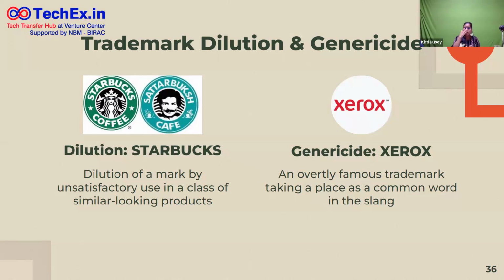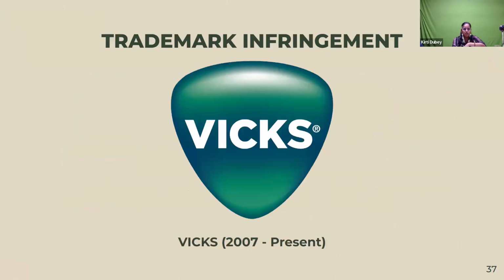Next would be genericide. A mark when it becomes overtly famous, like Xerox, like we don't anymore call it photocopy, but we rather call it Xerox, even though it is a brand name and it's not a common language word. So when the public starts using it as a common word, when the mark becomes so famous and has such visibility that it becomes a very generic word and anyone can use it now, your mark goes off to being nothing as such, because it is not distinguishing you from any third parties available.